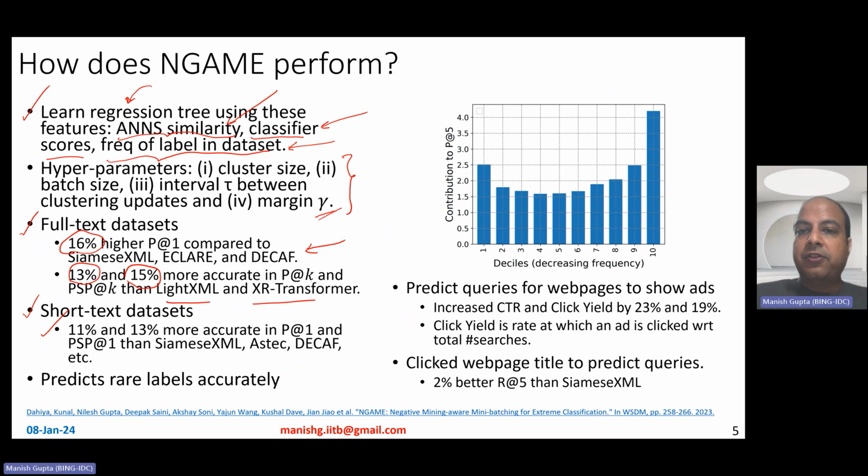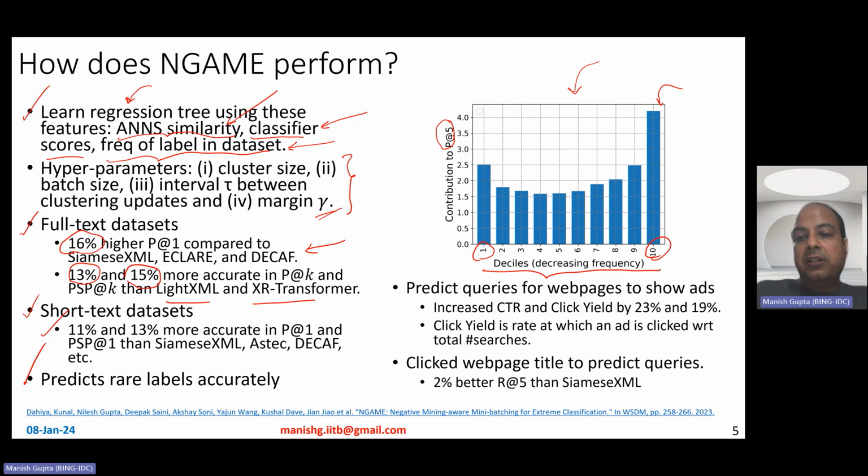Now, what is interesting is that if you plot the contribution of NGAME to precision at 5, across deciles, with decreasing frequency, the first deciles are head deciles, with very high frequency labels, while the last have low frequency. So these are tail deciles. What you observe is that the contribution by the tail labels to precision at 5 is significantly large, which means NGAME not just performs better compared to other baseline methods overall, but also makes good predictions for rare labels accurately.